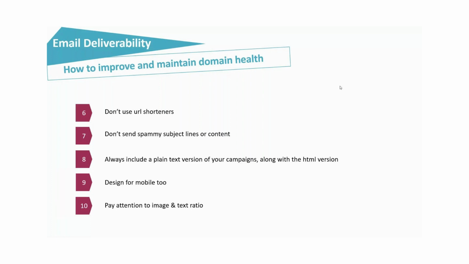You should always include a plain text version of your campaign along with the HTML, even if that plain text is a simple unsubscribe link, a simple brief summary, and a click here for the full content. Ideally, it's a full plain text email, but you could get away with it being as short as that. You should design for mobile too, because obviously mobile is massive, has been for many years now. And pay attention to image and text ratio.